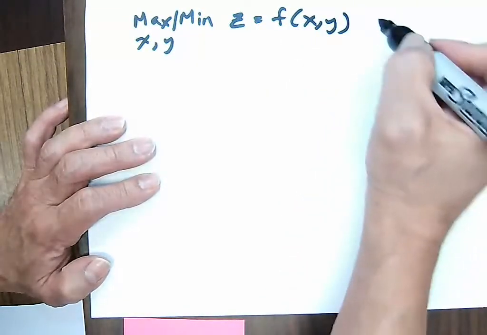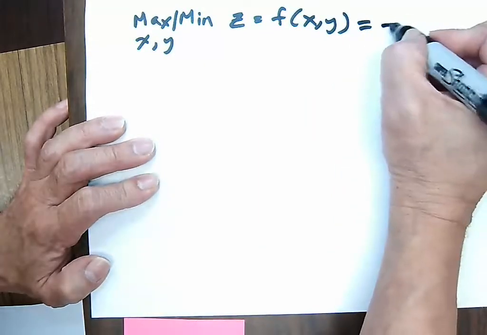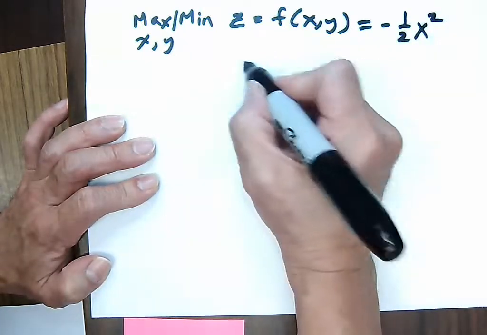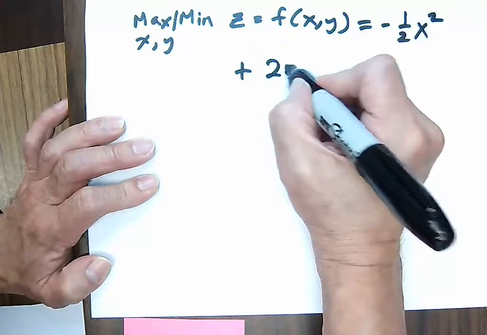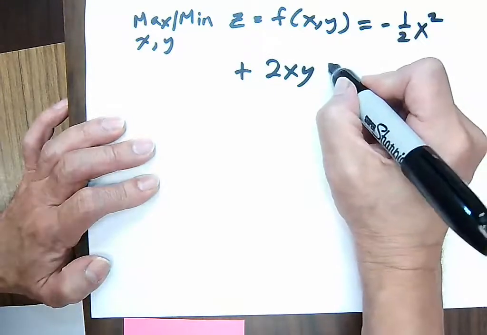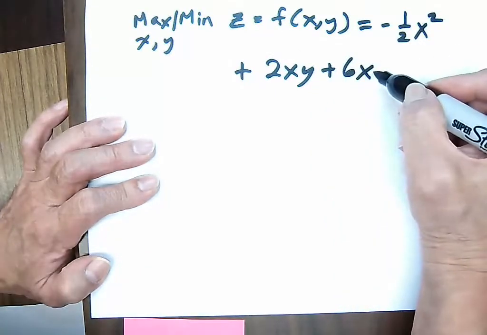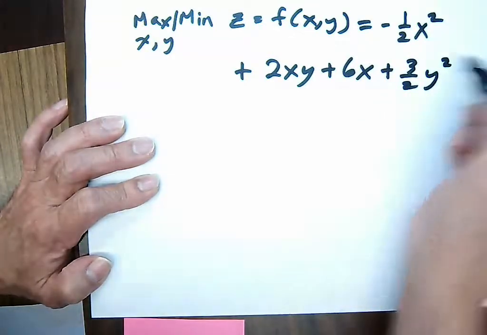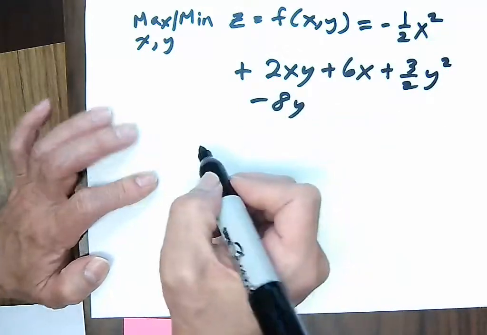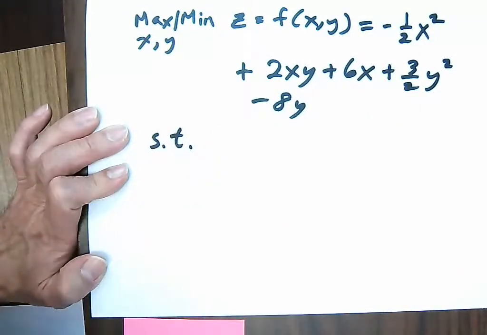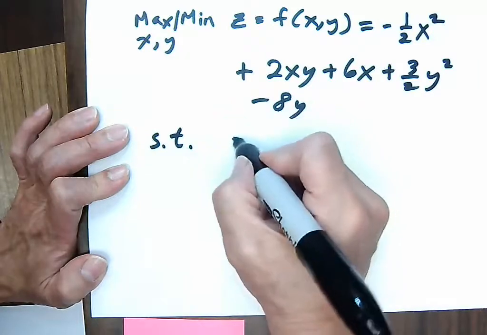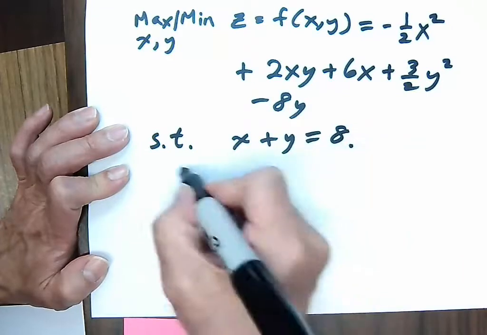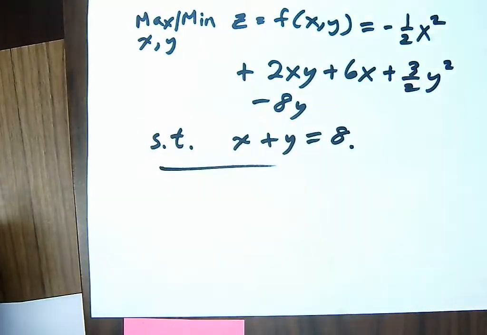And that function is equal to minus 1/2 x squared plus 2xy plus 6x plus 3/2 y squared minus 8y, subject to the condition or the constraint that x plus y must equal 8. So how do we solve this type of problem?